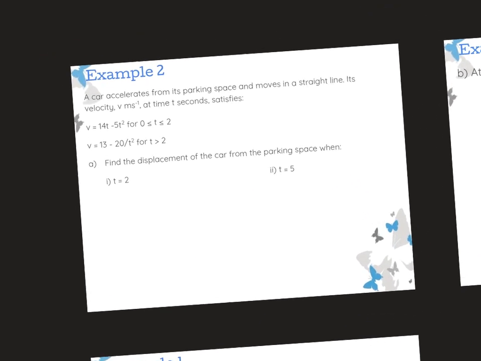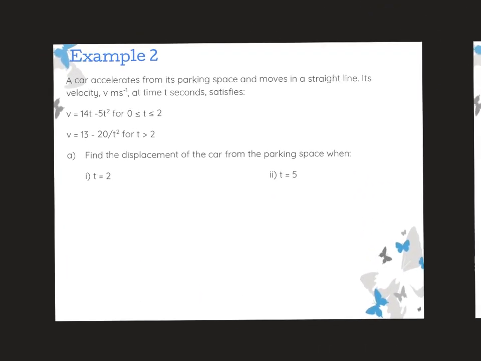So here's the second example at the solving problems with kinematics. A car accelerates from its parking space and moves in a straight line. Its velocity v meters per second at time t satisfies these two equations for different time periods. Velocity from 0 to 2 seconds is 14t minus 5t squared, and for anything greater than 2 seconds it's 13 minus 20 over t squared. So part A, find the displacement of the car from the parking space when t equals 2.